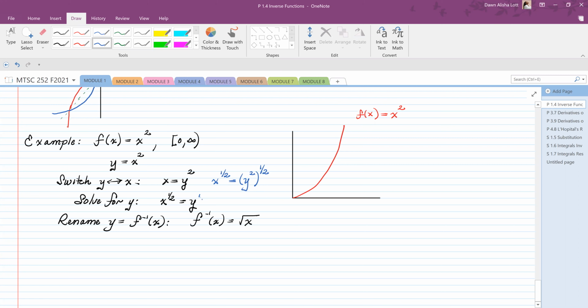Okay. So here's my line, y is equal to x. So my inverse function looks like that. And this is f inverse of x equal to the square root of x. Okay. Any questions?